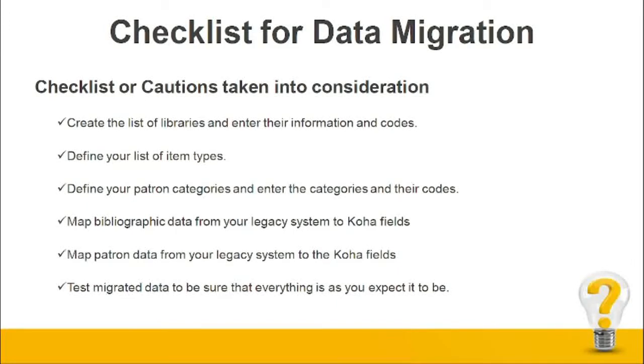After that, we have to migrate the data that was extracted from the legacy system in Excel format. For that, we took some considerations. We created the list of libraries, we checked our item types, we checked the pattern categories, we then mapped bibliographic data from our legacy system to Koha fields, and we mapped pattern data from our legacy system to the Koha fields.